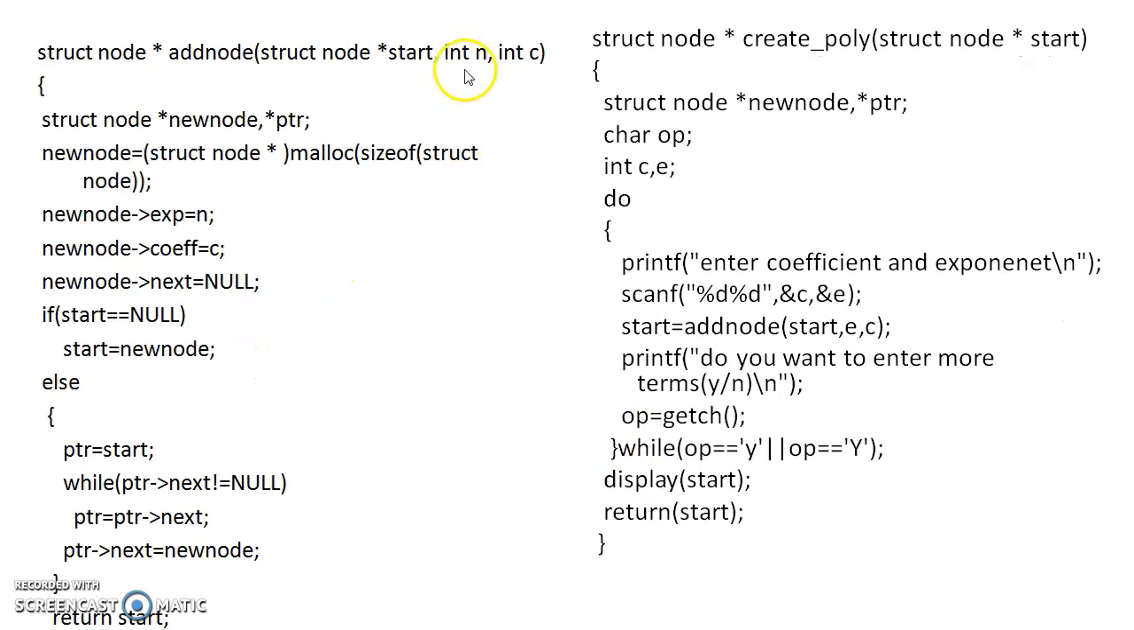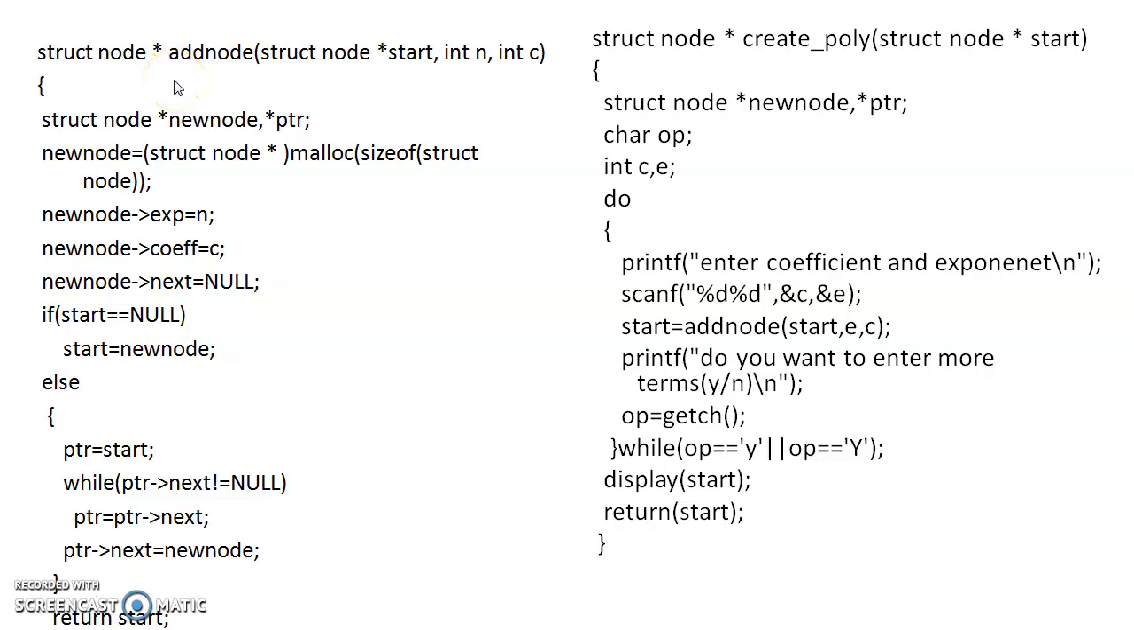Now these are the two functions that we have. Add node is the function that is used to create every term in the resultant polynomial. Create function is the function that we use for creating the polynomials initially, that is the P1 polynomial and the P2 polynomial. At first we will see the add node.